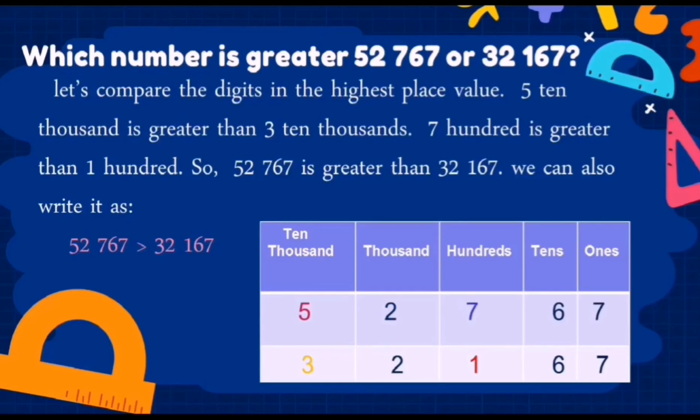Which number is greater, 52,767 or 32,167? Again, keeping in mind the place value chart, let's compare the digit in the highest place value. You can see 5 ten thousands is greater than 3 ten thousands and 700 is greater than 100. So 52,767 is greater than 32,167.